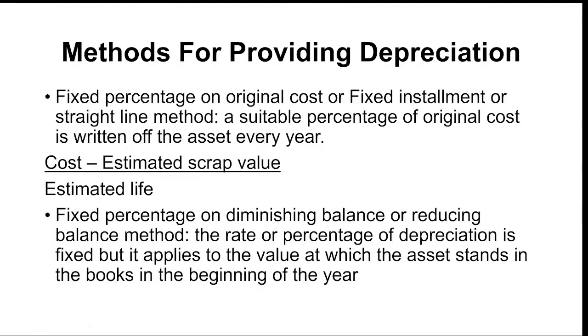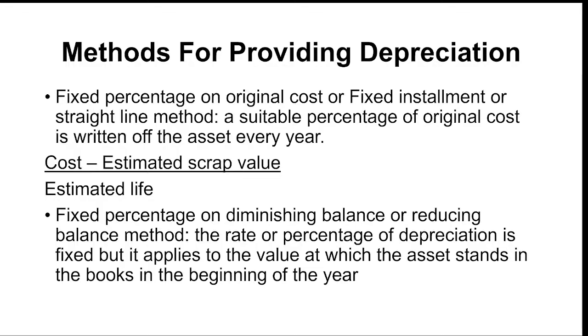Let's go ahead and look at the methods of providing depreciation. So we have various methods of providing this depreciation, and we shall look at a few. First, we have what we call fixed percentage on original cost, or fixed installment, or mostly it is known as the straight line method.